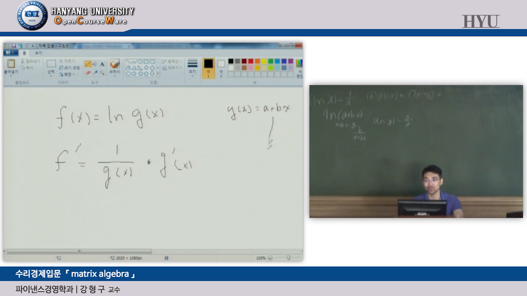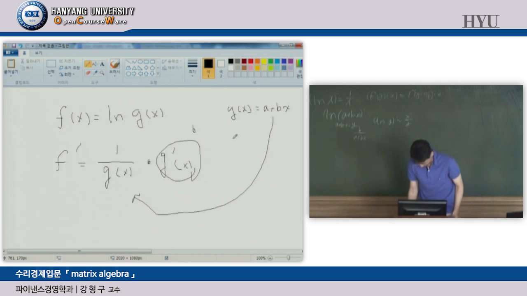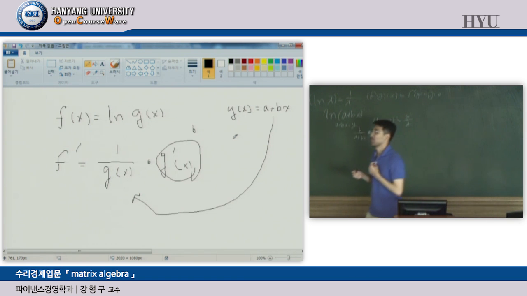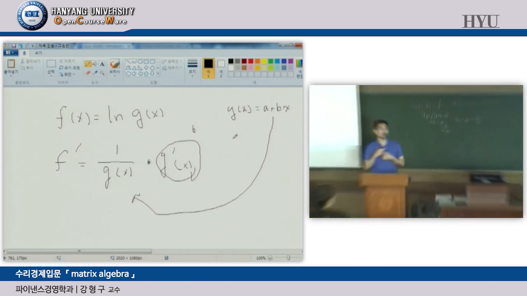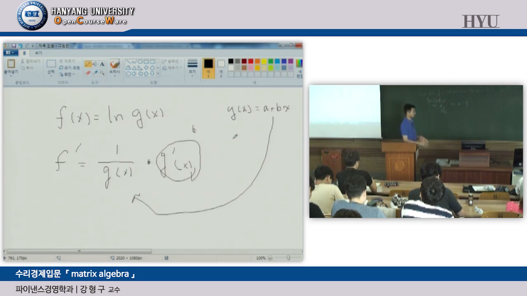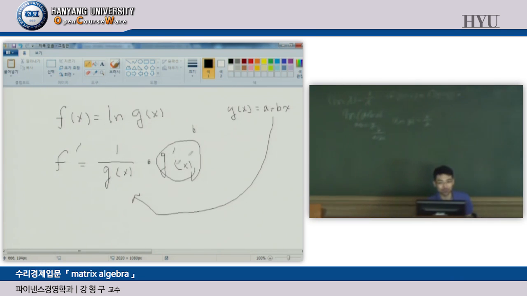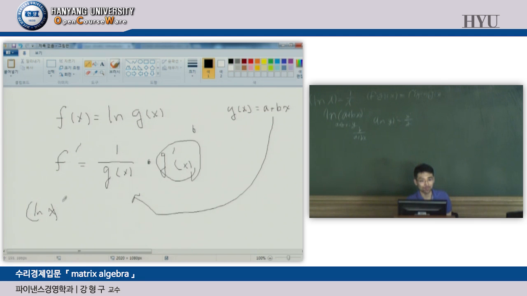And then you can put this one over here, and g prime is simply b. This is simply b. So we are done. I put my differentiation of log x is 1 over x. I proved it. We just use this one, that log x prime is 1 over x. We studied it last class. Okay.